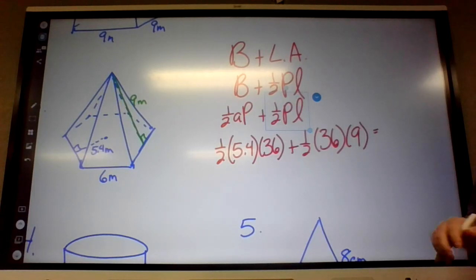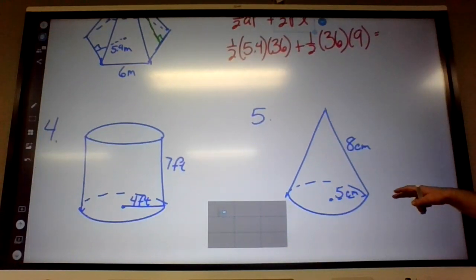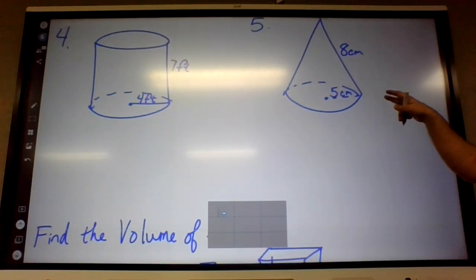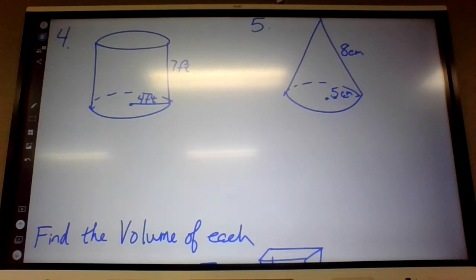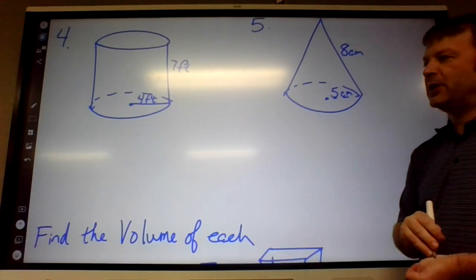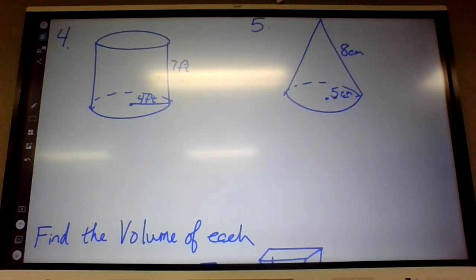Alright, anybody plug that in? No? Okay, number 4, cylinder, 5 cone. So actually on cylinders and cones, yeah, you can kind of skip this. I mean, you could do this if you wanted to, but really, all the information's just right there for the total surface area column.